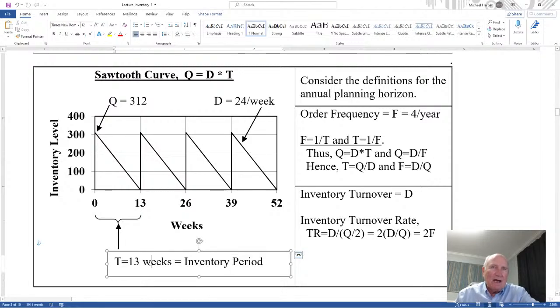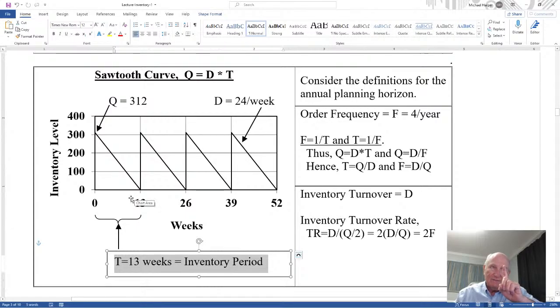So again, time is going to be extremely important, and conversions of time. For example, in this graph, what's my inventory period in weeks? The answer is 13. Well, 13 weeks is 1 quarter. So what's my inventory period in quarters?